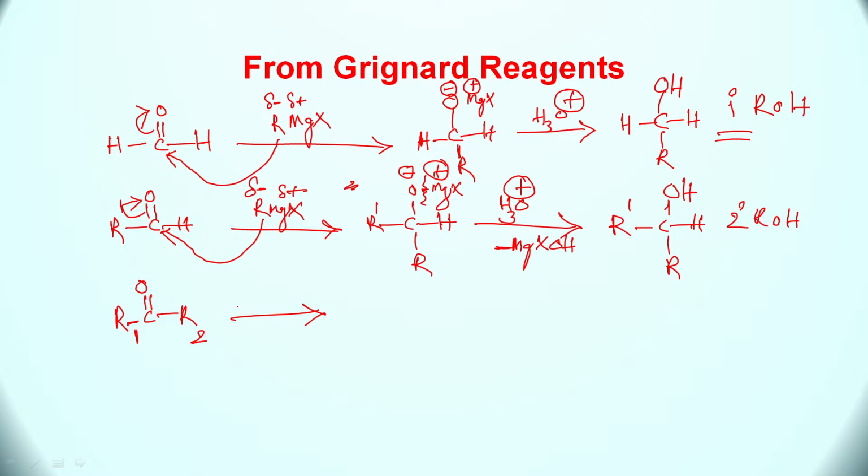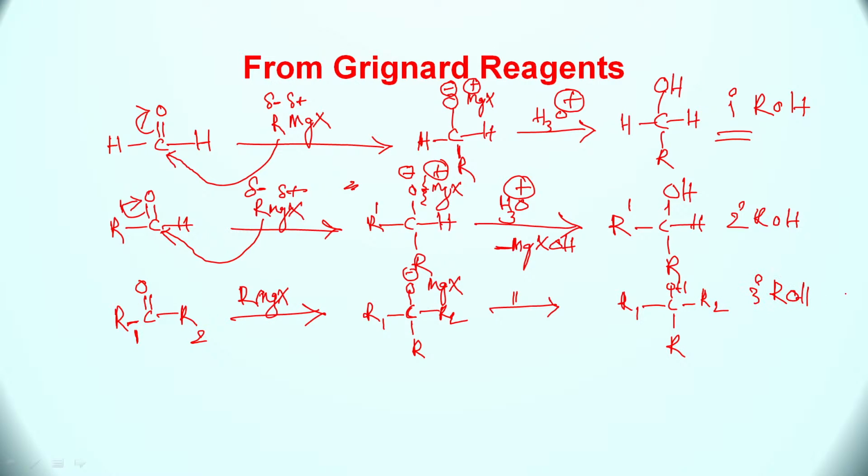Suppose you take a ketone, R C double bond O, let us take R1 and R2, two different alkyl groups. When you treat with RMgX, again there is a nucleophilic addition. In all these cases, the first step is a nucleophilic addition. The nucleophile R attacks the electrophilic center. Here you will get O minus MgX, and this one is R2 and R. Upon acidic hydrolysis, same conditions, you will get R1 C OH, R2 and R. Okay, it's a tertiary alcohol.